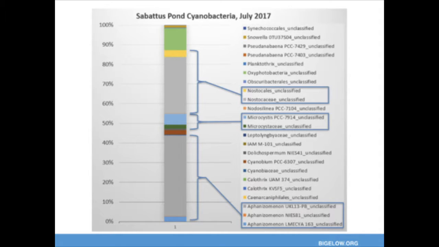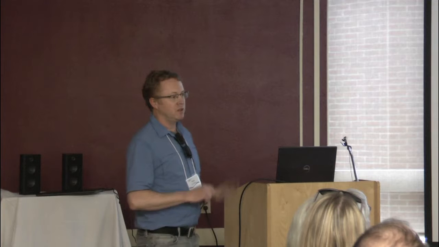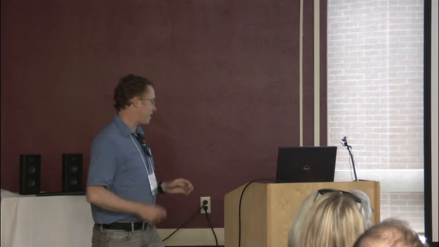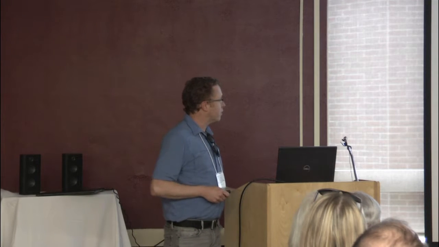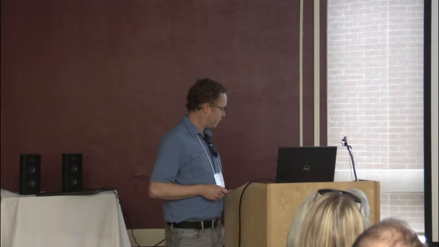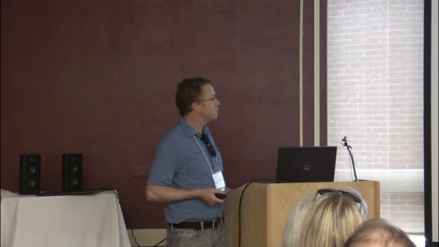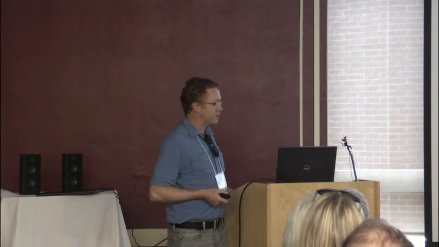We detected Microcystis. That's where microcystin got its name. Many of these Nostoc types of cyanobacteria will also produce toxins, as well as Pseudanabaena. So Sabattis is definitely worthy of further investigation, and it's definitely one of the most diverse pools of cyanobacteria I've seen.